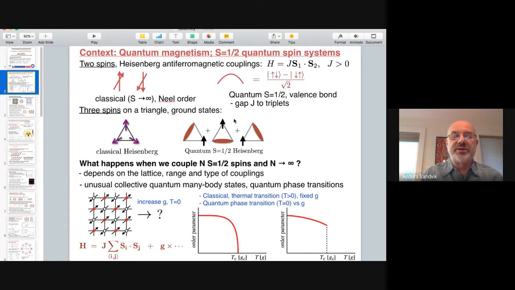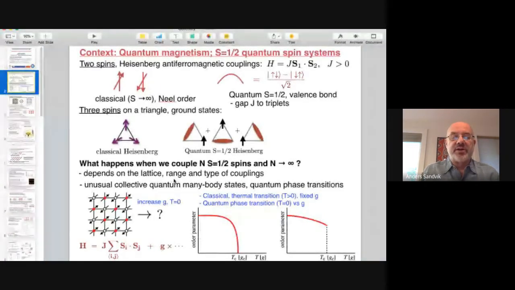So now the question, and I think this is basically a summary of what the whole field of quantum magnetism is about: what happens when we couple a macroscopic number of spins? And in particular, today I'm talking only about spin 1/2. Of course, that depends on the lattice we put them on, the type of interactions we have, the range of the couplings, and so on. The point is that we can get a lot of different types of quantum many-body states. Today I will talk about ground states, so you should always think of the temperature as 0 when we talk about the quantum systems.